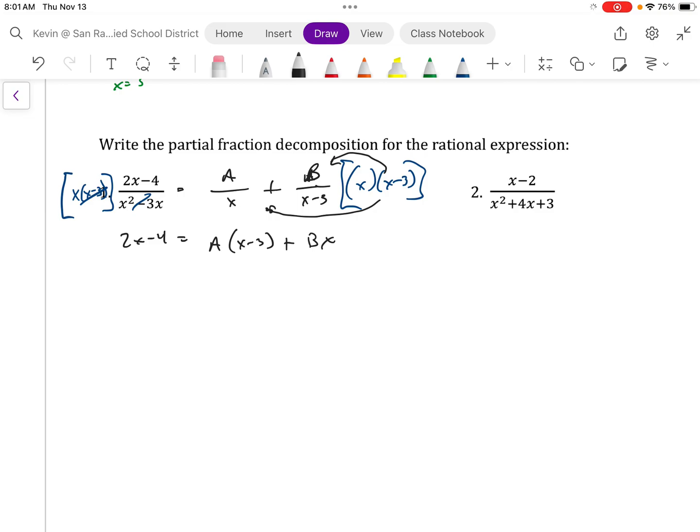So the way I've been doing it, there's a fancy name for it. I can't remember what it's called, but anyway, substitution. What we're going to do is pick a value so that we can cancel out one of these. So for example, I'm going to say x equals 0. I'm going to put 0 in here for all the x's.